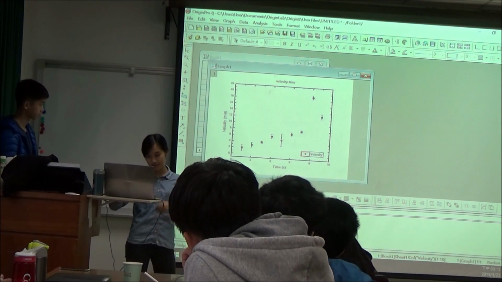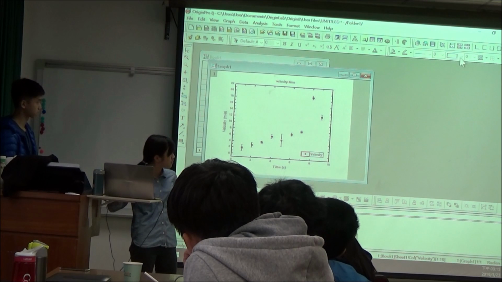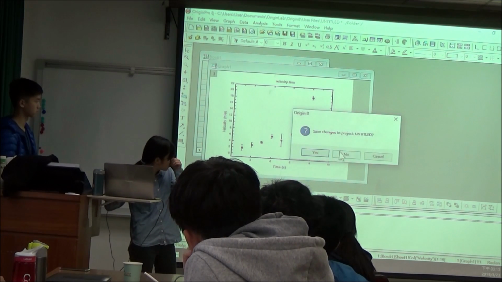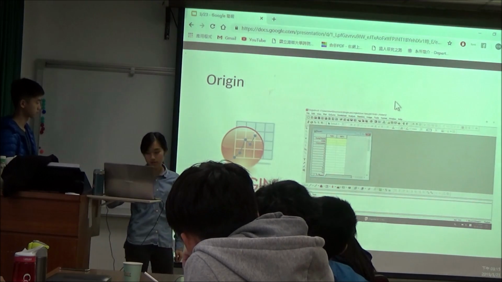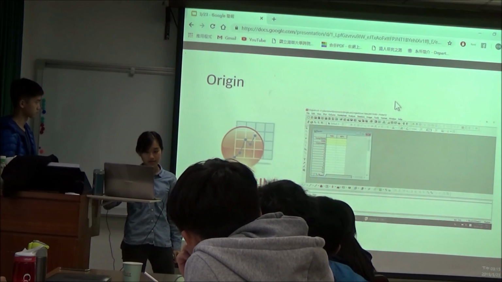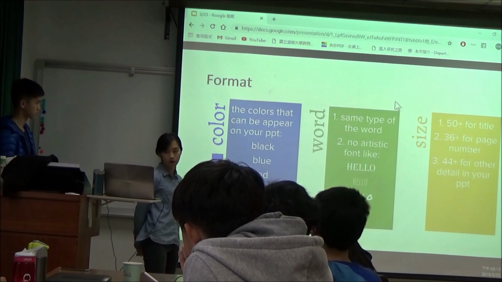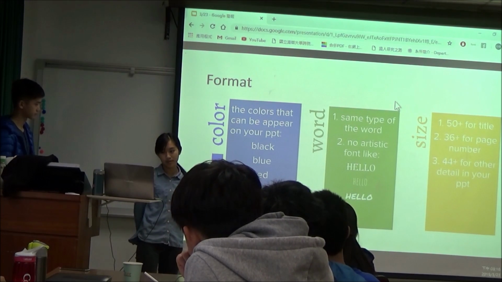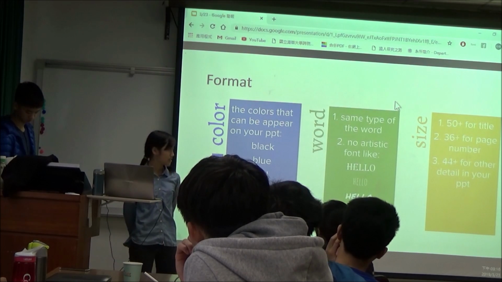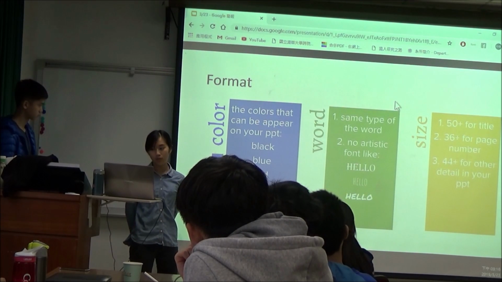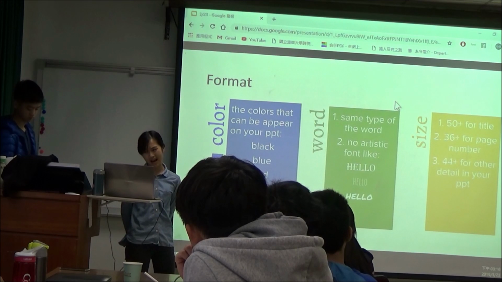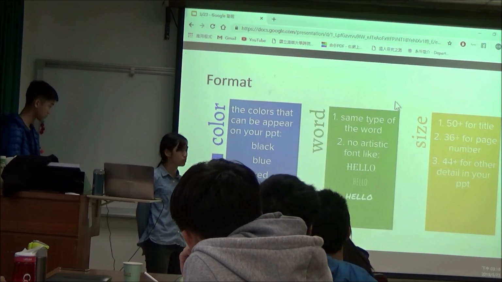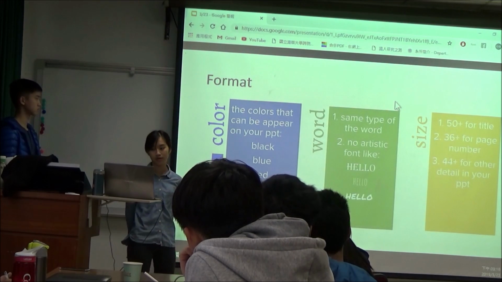So now let's go back to our PowerPoint. So next, I will talk about some formats. Well, now I would like to talk about the format mistakes in your report. And these are actually minor mistakes, which are not as important as the previous one. But nevertheless, correcting these mistakes may help your PowerPoint be more clear.